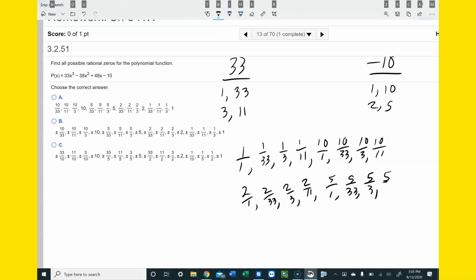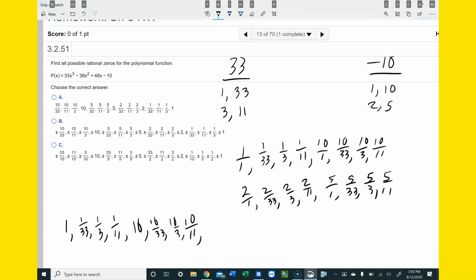3, 5 over 11. And then if I have any repeaters, I'm going to simplify any fractions, and if I have any that are a repeat of any that came before, I'm going to eliminate those. So 1 over 1, that's 1. 1 over 33. 1 over 3. 1 over 11. 10 over 1, that's just 10. 10 over 33. 10 over 3. 10 over 11.